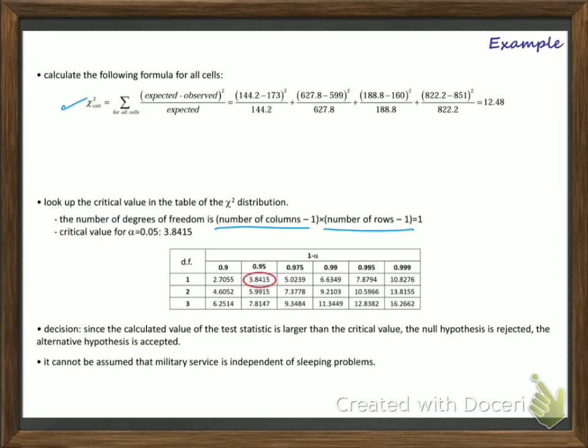So here, this is chi square. Chi square equals the sum of expected minus observed, and only the numerator is squared. The denominator is not covered in the square. So the first one is expected 144 minus observed 173, divided by 144.